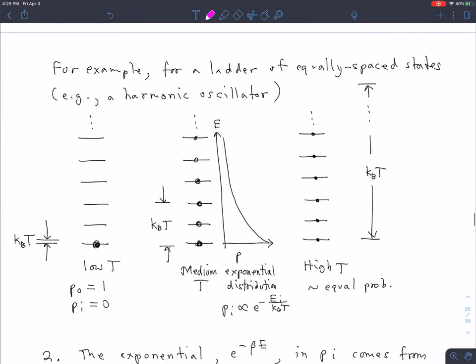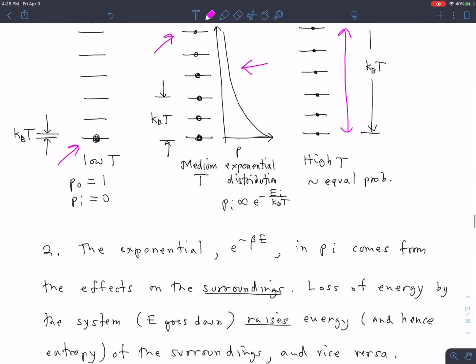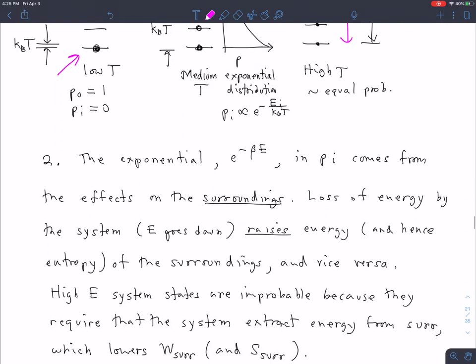So, for example, for equally spaced states, for a harmonic oscillator, remember from last semester, the harmonic oscillator has equally spaced quantum states. Then when you're at low temperature, everything's frozen into the ground state. When you're at intermediate temperature, things are spread out, but the populations diminish as you go to higher and higher states. And finally, only when you're at really high temperature does everything spread out, and you have basically equal probability in all states.